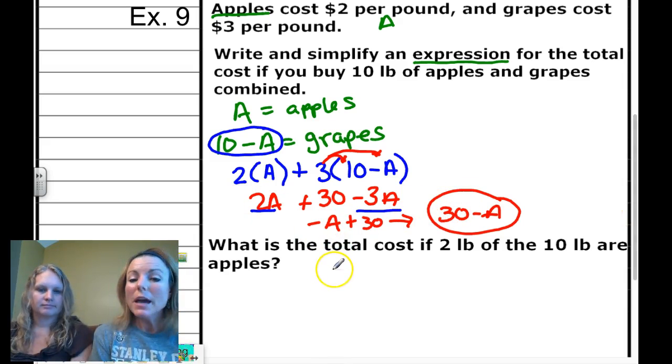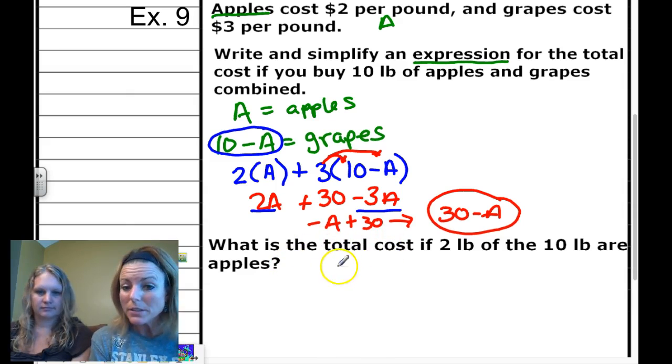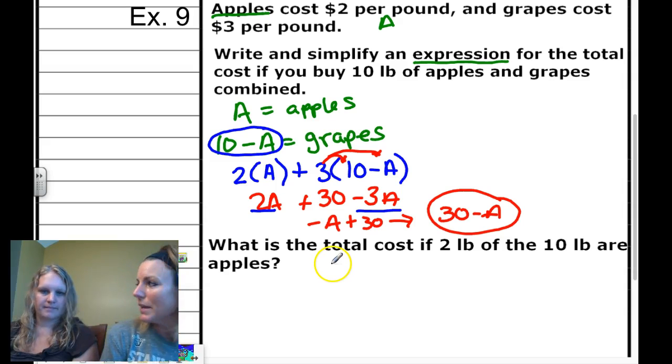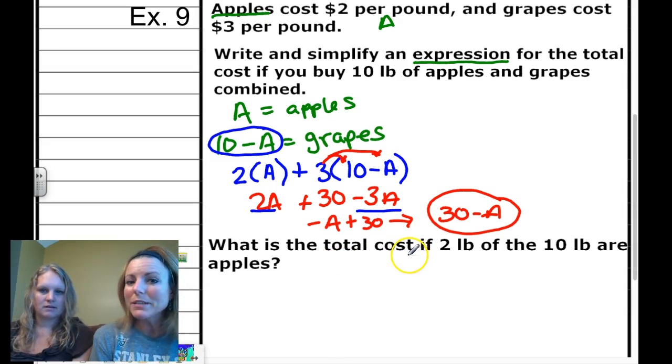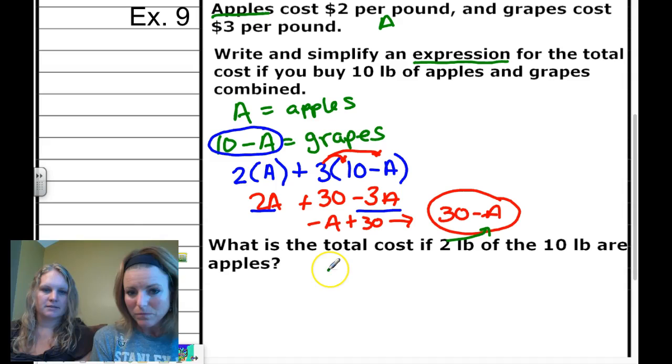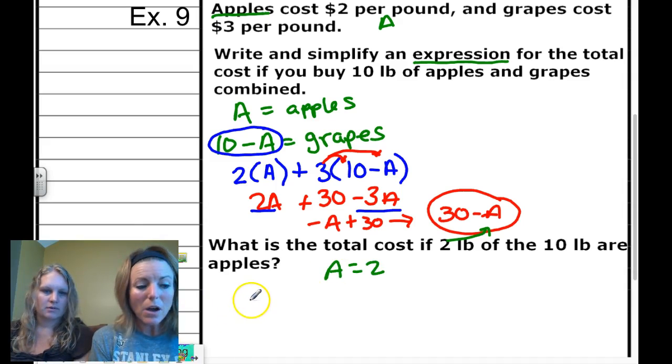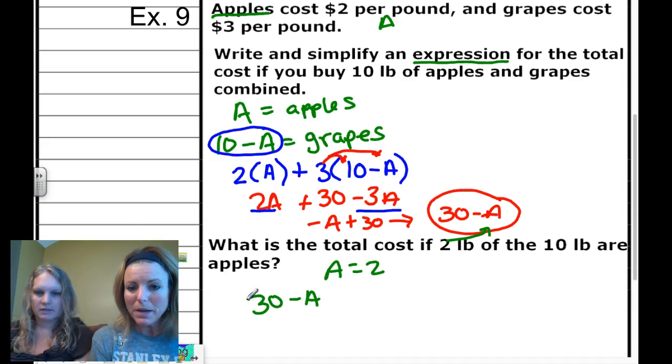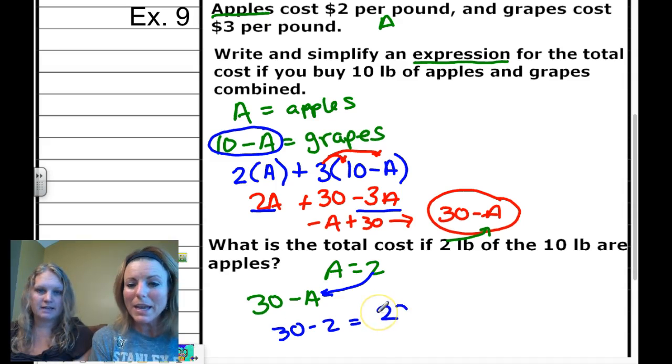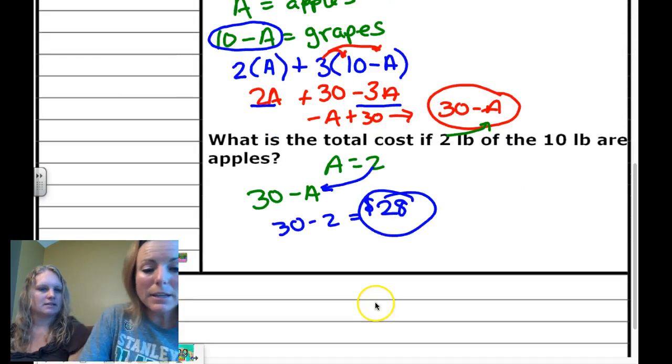Now it's asking, what is the total cost if 2 pounds of the 10 pounds are apples? They just told us what A is. Remember, A is the number of pounds of apples. We know now A is equal to 2, so let's write A equals 2 and plug that in. We write our expression, 30 minus A, and now we're just plugging 2 in for A. So we got 30 minus 2 equals $28, because it's the cost. And that is it.